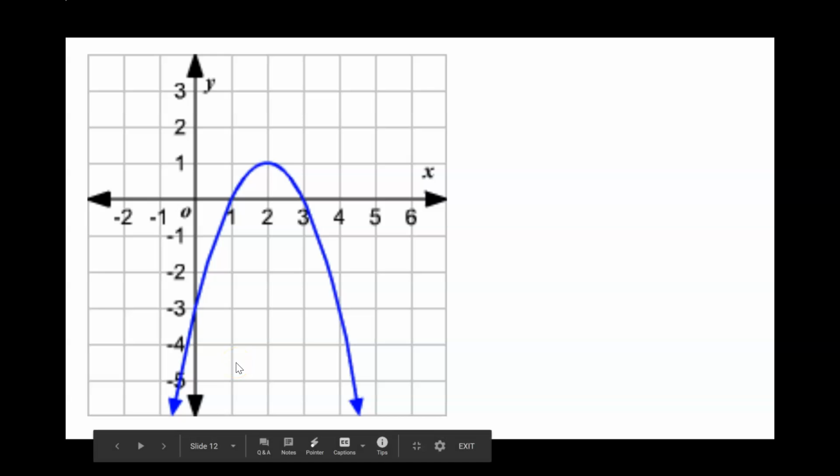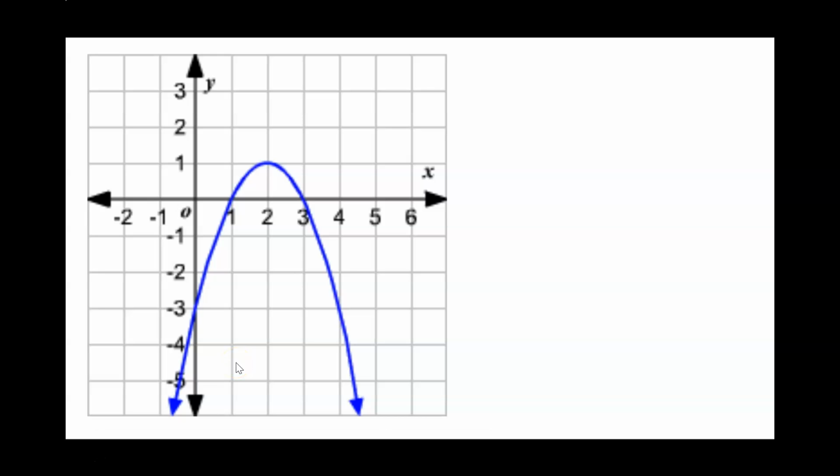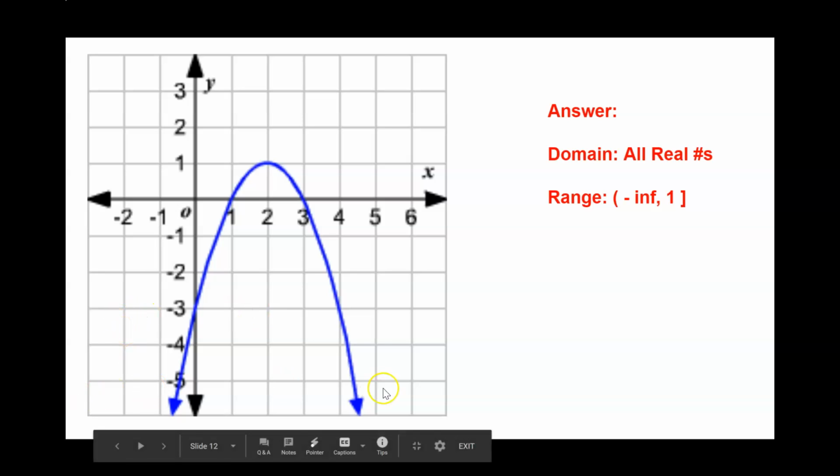So looking at this one here, if you want to pause the video and try it before looking at the answer, you can. But to go forward with this one, how far left? It goes all the way to the left, this side here, goes all the way to the right here. Again, it doesn't stop here, but it continues on because of the arrows. All real numbers for domain.